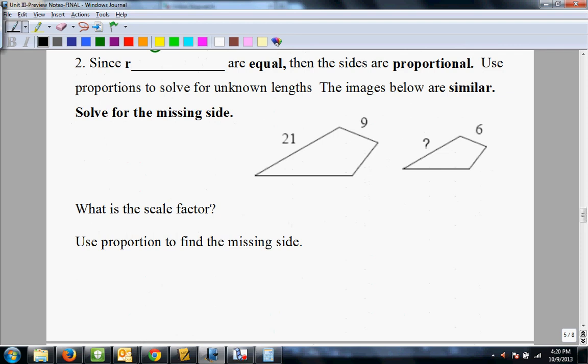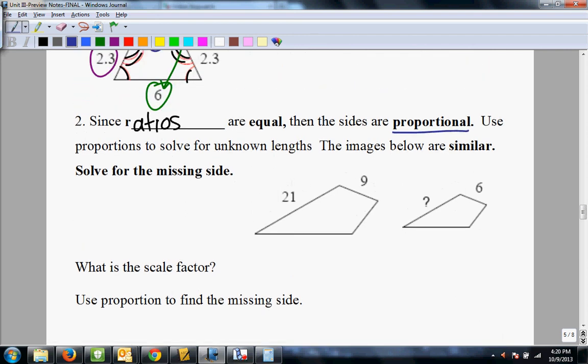Number 2. Since ratios are equal, when things are similar and you have equal ratios, then the sides are what are called proportional. Now quickly, make a little baby definition of proportional so you don't get lost as to what that word means. Proportional means you can do one of these guys: 2 equal ratios. That's a proportion. We're going to use the proportions to solve for unknown lengths. The images below are similar. Find the missing side. There's a couple ways to do this. So they are similar. I'm going to put the little similarity sign between them.